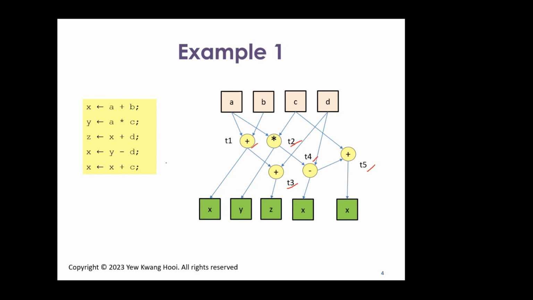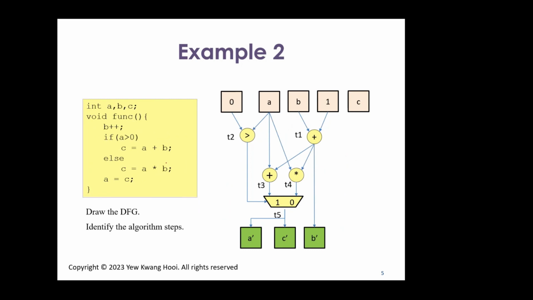Let's move on to example 2, shall we? Now, example 2 is a function. The name of the function is called func. Before the function, we have declared 3 integer variables, called A, B, C. And these are input variables. Now, these A, B, C are accessible by the func function.